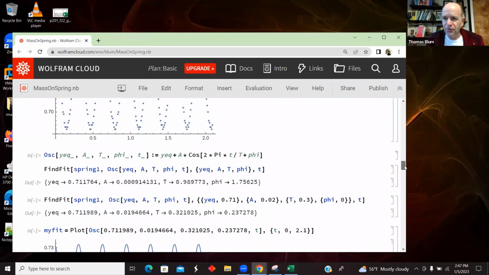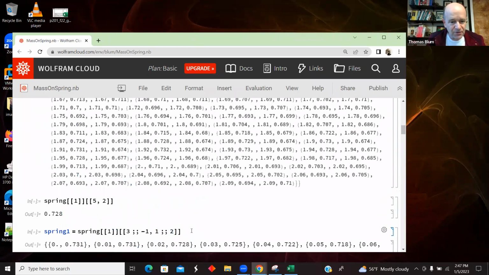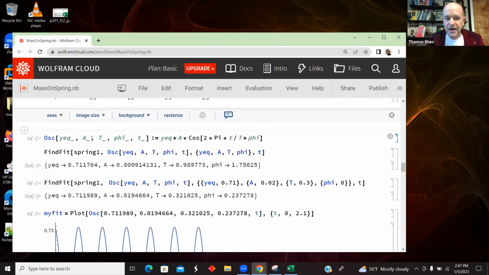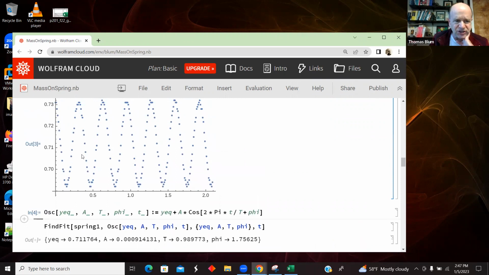And now I would like to fit it to the equation for a mass on a spring. So I have defined, now what have I run and not run? I don't need to run this, but let me run this. I have the data. Let me run the plot again, shift enter. Okay. And I am defining a function. I have four parameters and a variable. I have an equilibrium position, so the oscillation is not around some zero point.